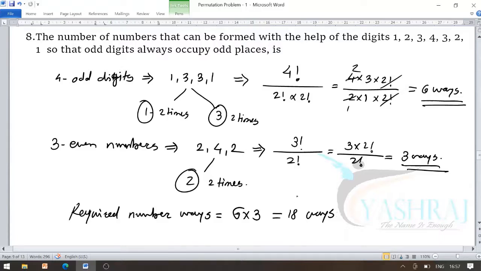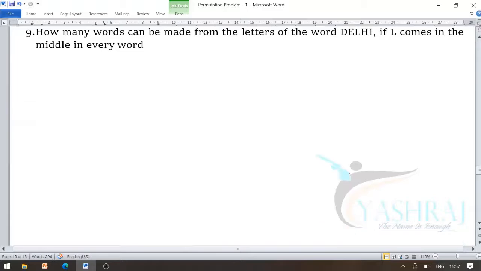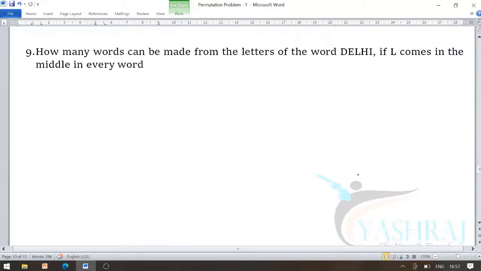Now look at the next problem we are having. How many words can be made from the letters of the word Delhi if L comes in the middle in every word? So first of all we have to fix a L. How many letters are in the word Delhi? There are 5 letters. So suppose we are now having the 5 boxes.